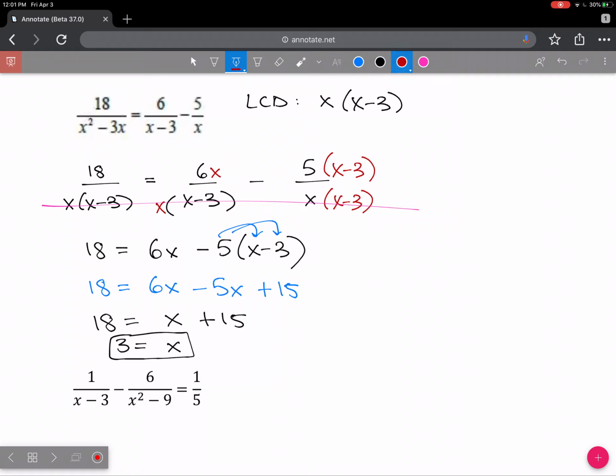Going up and cross-referencing against my non-permissible values, I see that x is not allowed to be 0 and not allowed to be 3. So once again, we end up in a situation where we have no solution because of the non-permissible value and this solution are contradicting themselves.